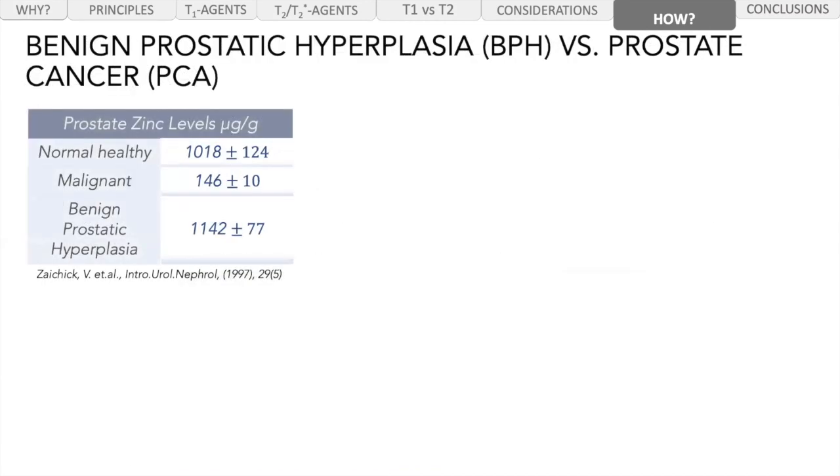So with molecular MRI, what we do is think of a target that could be specific enough to differentiate between these different conditions. One that works very nicely is zinc content in the prostate gland. Interestingly, the zinc level in the prostate gland is the highest of zinc anywhere in the male body. It has really high levels in the normal healthy gland, a little bit higher levels in the BPH prostate, and much reduced levels of zinc in the malignant prostate.